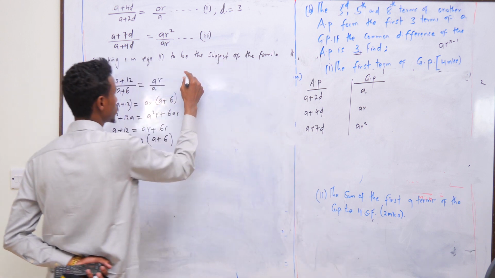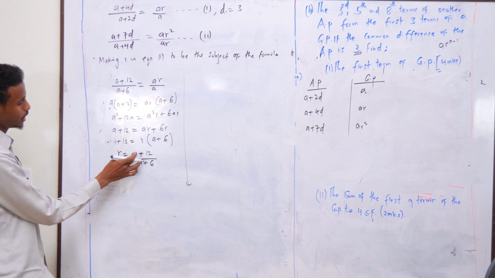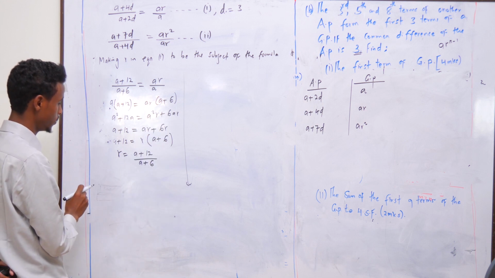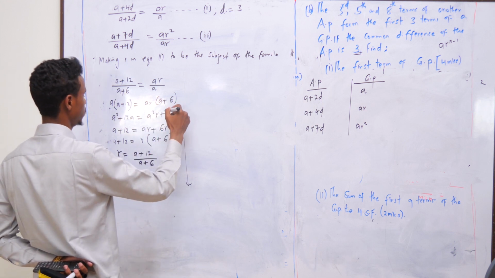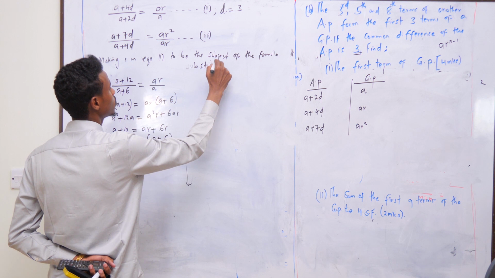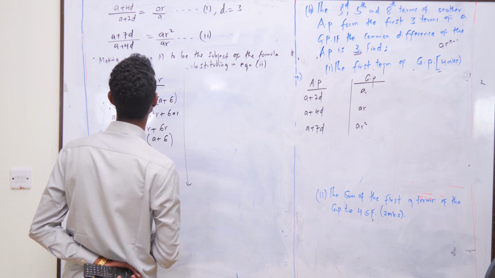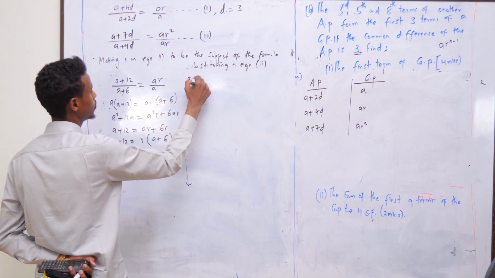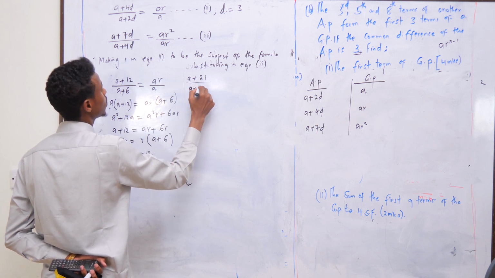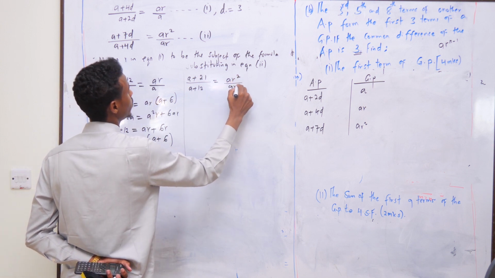Now class, after getting that one, we can do this one very fast. Now let's substitute the value of R as A plus 12 out of A plus 6 in our equation. Now substituting in equation 2, it will be A plus 21 first out of A plus 12 shall be equal to AR squared out of AR.